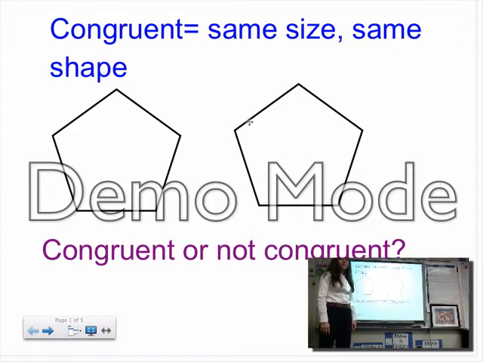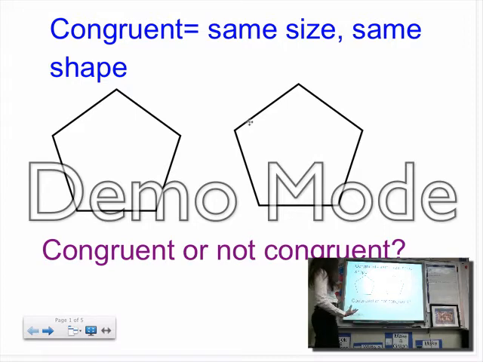Congruent means shapes that are the same size and the same shape. So when we consider these two pentagons, if we were to ask ourselves, are these shapes congruent or not congruent? We would first ask ourselves, well, are they the same shape? Well, counting sides, we see that each shape has 1, 2, 3, 4, 5 sides. So they're the same 5-sided figure. They're both pentagons. But are they the same size pentagons?